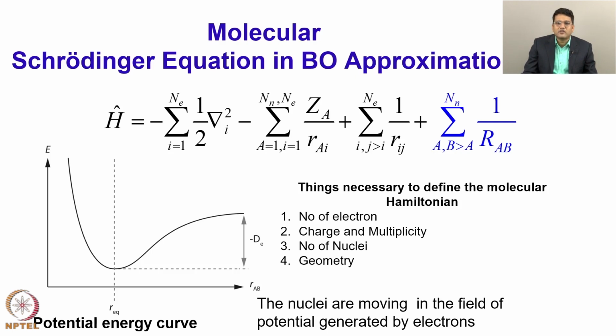The third piece of information is the number of nuclei, because I have a summation over the number of nuclei. And the fourth thing, I need to know this constant value RAB, so I need to know the geometry. If I have these 4 pieces of information, I can write down the molecular Hamiltonian and I can solve it. Of course, I am not going to solve it by hand, we are going to solve it by computer.